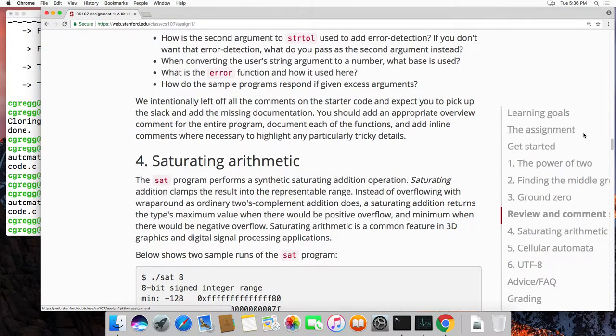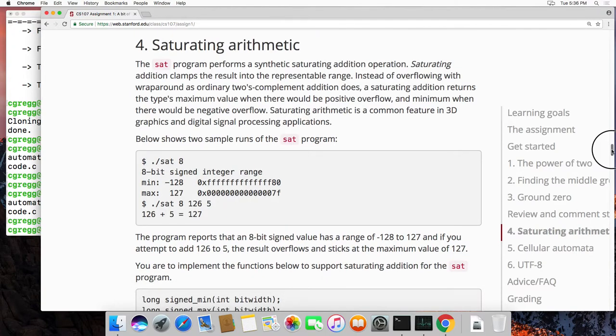Okay, so let's look at the saturating arithmetic program. What we're trying to say is, if I am going to add two numbers together, we know from lecture that there's a potential that it can overflow. What this saturating add is going to do is, instead of letting it overflow, it's going to cap the number at the maximum. So if it would overflow, it's just going to return the maximum, the int max for that particular type.